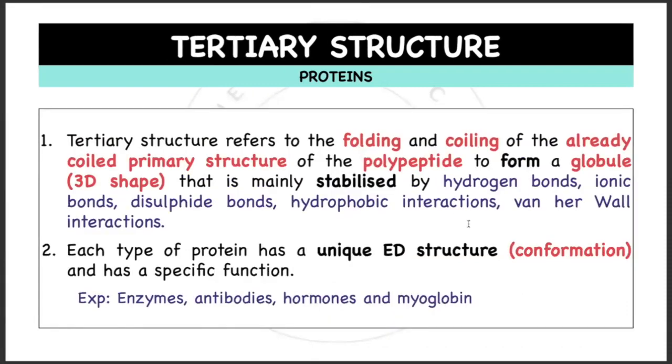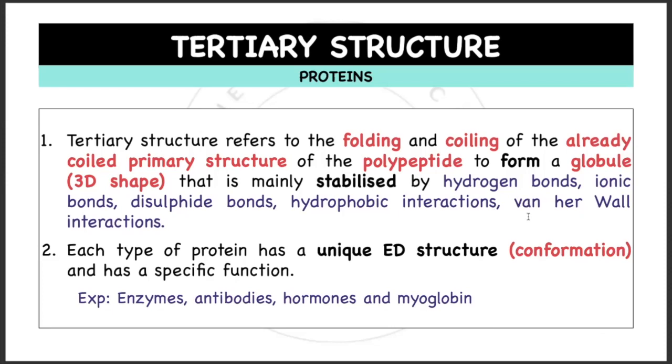Moving on is the tertiary structure. Tertiary structure refers to the folding and coiling of the already coiled secondary structure of the polypeptide to form a globule shape. A globule is a 3D shape that is mainly stabilized by hydrogen bonds, ionic bonds, disulfide bonds, hydrophobic interactions, and van der Waals interactions. Not van der Waal, I made a mistake here, it's van der Waals.